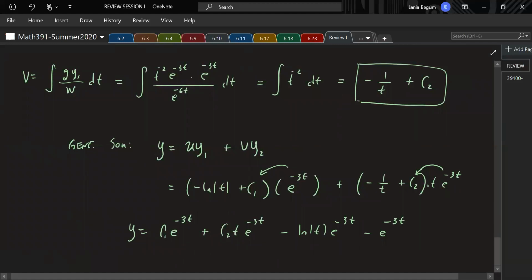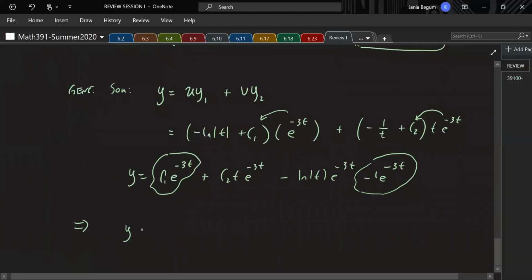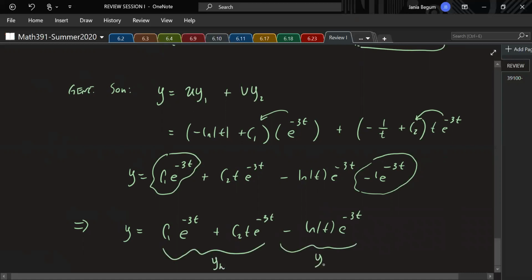Now, if you look at it carefully, this solution and this solution, they're exactly the same one, right? They're just multiplied by different constants. First one has c1, second one you can think of negative 1. We can just put them together and call it another constant times e to the negative 3t. So your final solution is just c1, I'm keeping c1 instead of another constant, but you can change it to a d or whatever you like, c1 plus c2 t e to the negative 3t minus ln of t e to the negative 3t. So here's your y sub h, and here is your yp.